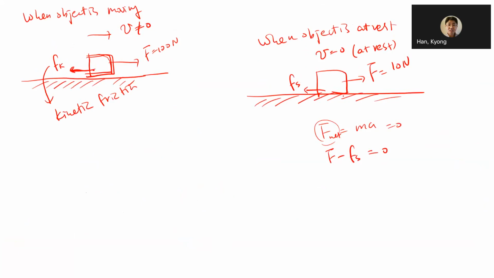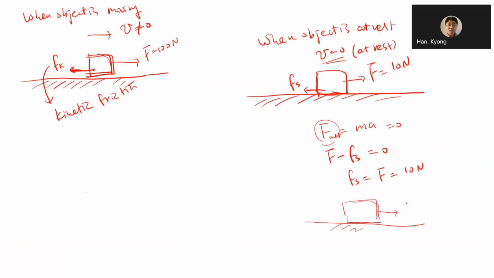This velocity is 0, so the right-hand side should be 0. Then it means in this case F static friction is the same as the applied force, 10 Newton. If we keep increasing this force, then static friction also increases. Then at a certain moment, this object starts moving.